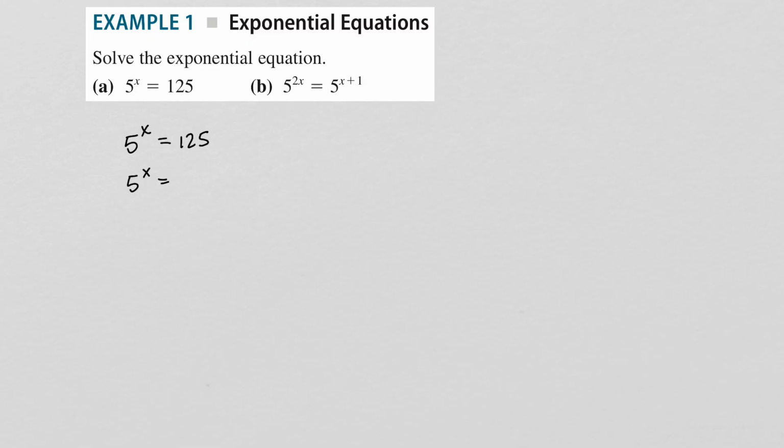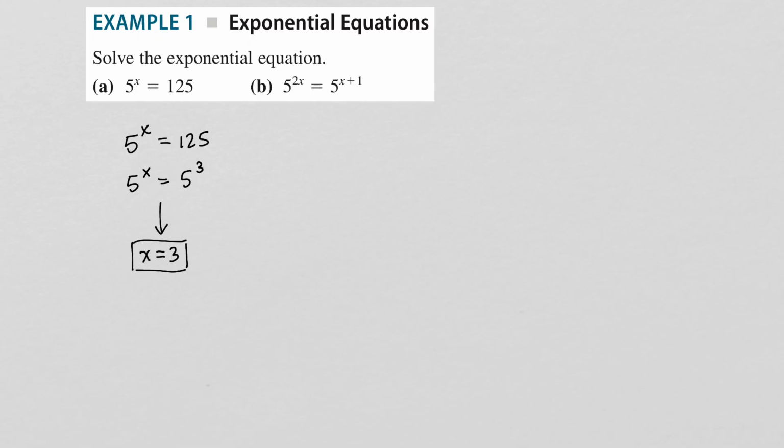only that 125 is the same as 5 to the third power. And because now we have the same base on both sides, the only way that 5 to the x can equal 5 to the third power is if x is equal to 3. And this is because exponential functions are one-to-one functions. So this simply implies that x must be equal to 3.